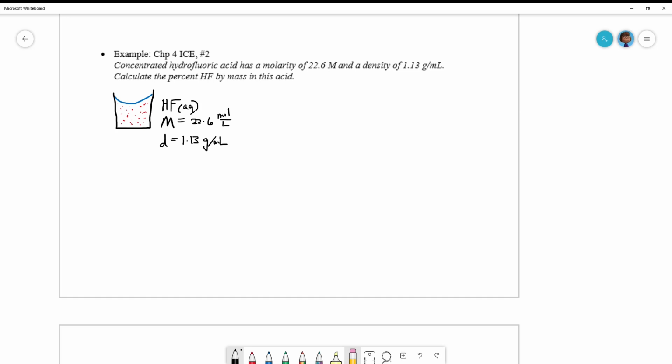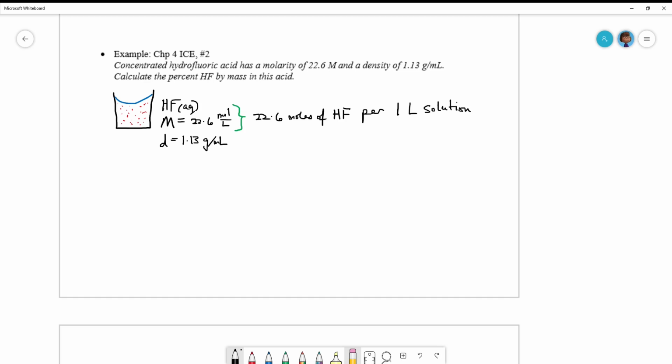Okay, well, we don't want to express the concentration of our solution in moles per liter. We'd like to express it as a percentage by mass. How do we do that? Well, let's think about what this molarity concentration actually means. It means that there are 22.6 moles of solute. Now, what's the solute in an HF aqueous solution? Well, HF is the solute. What's the solvent? It's water. But all right, this concentration term tells us there's 22.6 moles of HF per 1 liter of solution.